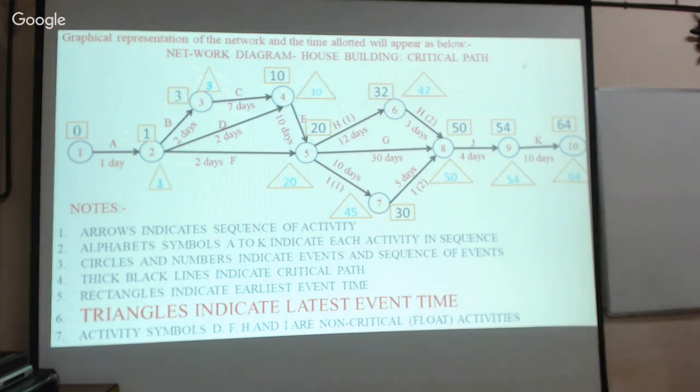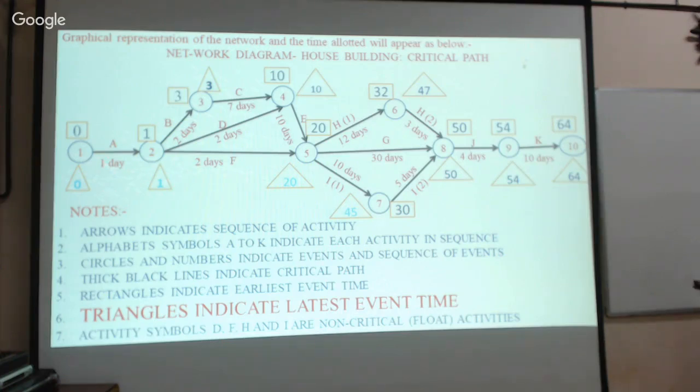Similarly, now from here 20 minus 2, 18 days. And then 10 minus 2, 8 days. And 3 minus 2, 1 day. Out of these 3, which is minimum? 1. Therefore, the latest event time is 1 day. And similarly, this is the 0 time, 1 minus 1, the beginning of the project.